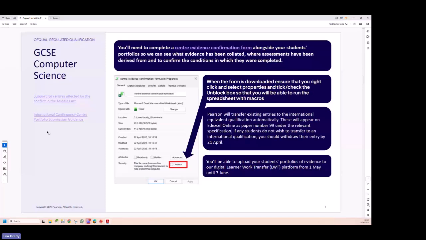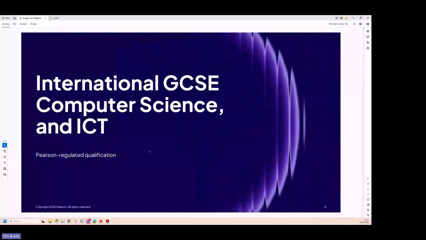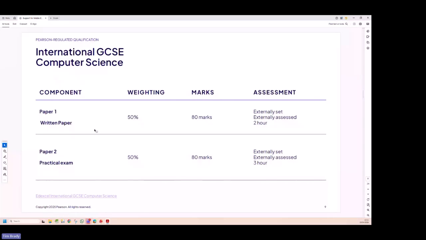Now, for the International GCSE Computer Science and ICT, these are lumped together because they're exactly the same in terms of treatment. The International GCSE Computer Science is a two-paper qualification, 50-50, 80 marks, a standard written paper for paper 1, and then paper 2 is a practical paper. This Computer Science paper 2 is a 3-hour external assessment on computer, and the evidence that would be collected from this practical paper is in two forms.